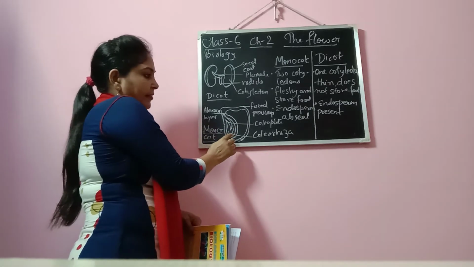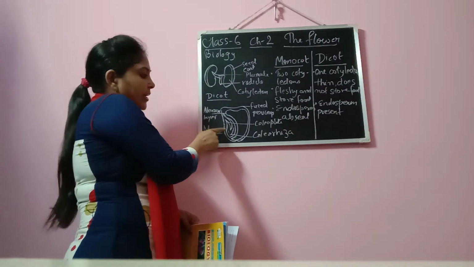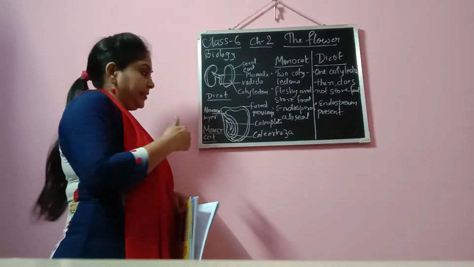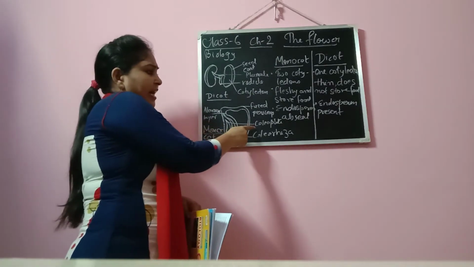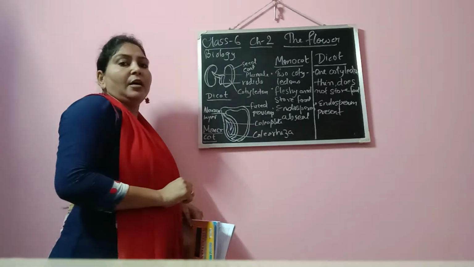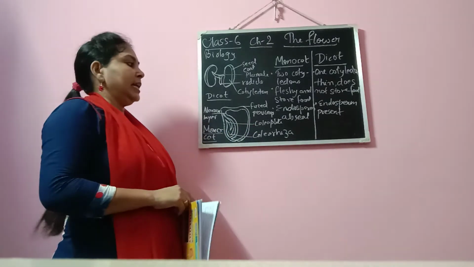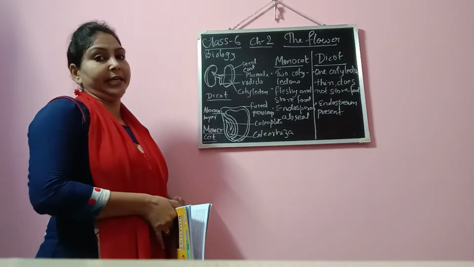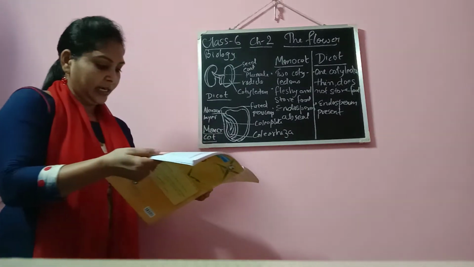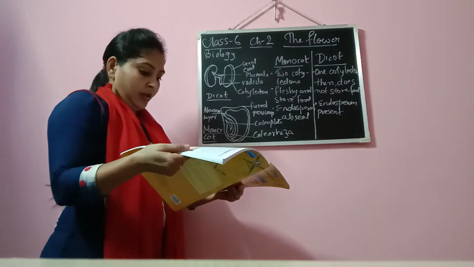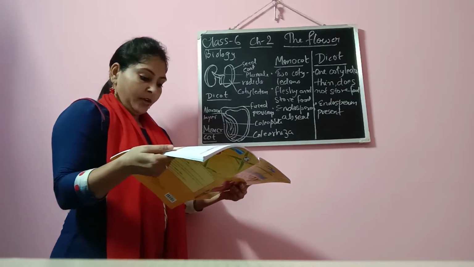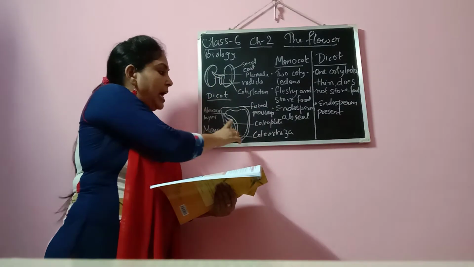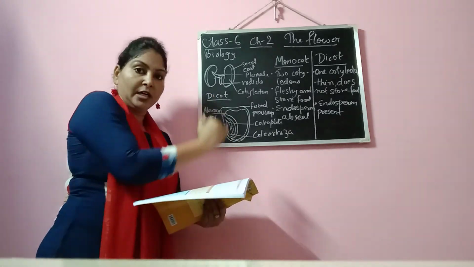Then in the embryo, of course, here also we have plumule and radicle. Now you will find there are again two parts. One is called coleoptile, another is coleorhiza. These are the protective layers of plumule and radicle. Coleoptile is protecting the plumule, which is growing up, and coleorhiza is protecting the radicle.